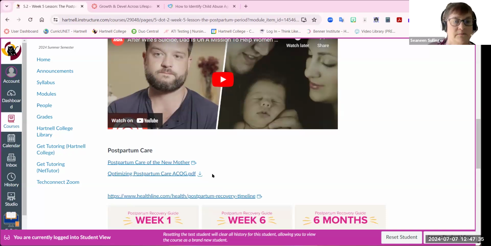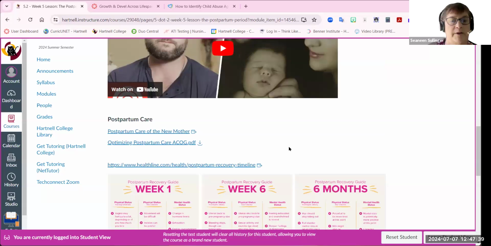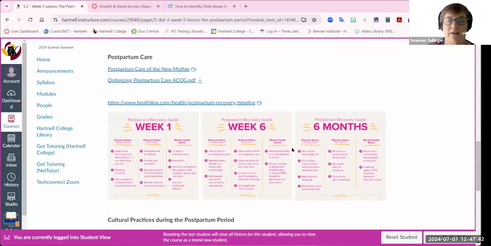Postpartum care guidelines, if you're interested in those. The recovery guide, how long it takes to recover. So we don't just, the baby comes out and we're fine in a couple of days. It really takes a while.